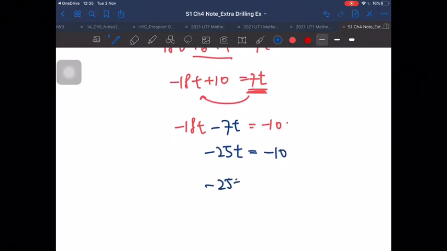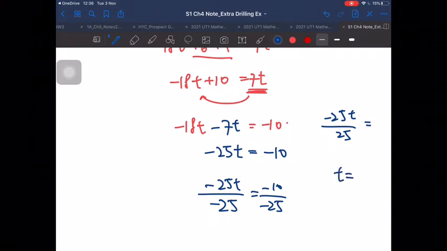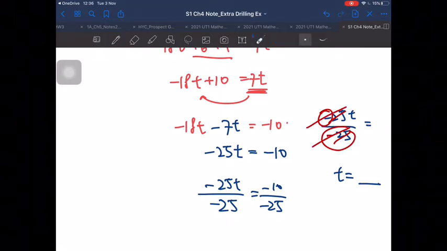So then divide by negative 25 on both sides. So why do we need to divide by negative 25? Some students think, oh, just dividing by 25 is okay. But actually, for the equation, it's t equals something, right? If you just divide by 25, that means it still contains the negative sign here. You have to divide by negative 25 in order to simplify the negative 25 on the numerator.